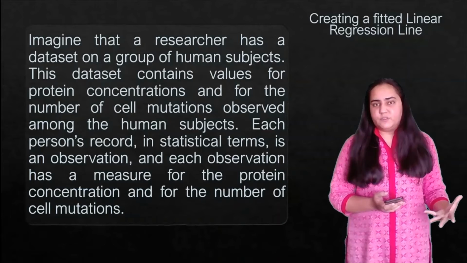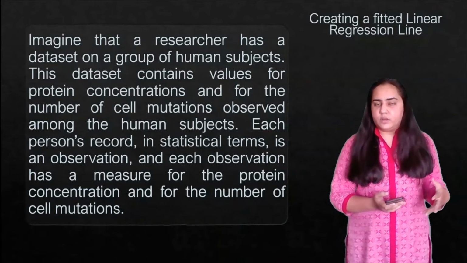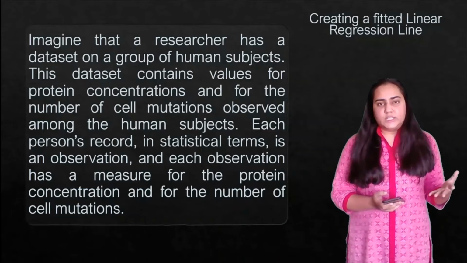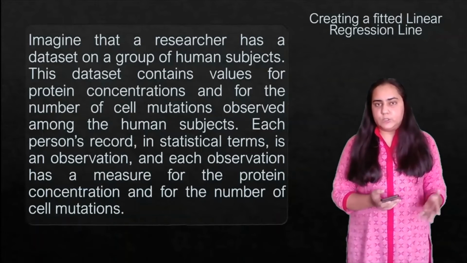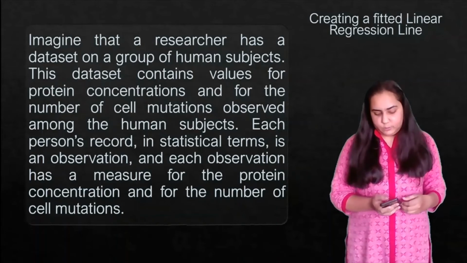So an observation is simply one person's record, and that person's record contains protein concentration and number of cell mutations. Two things, two variables. Okay.